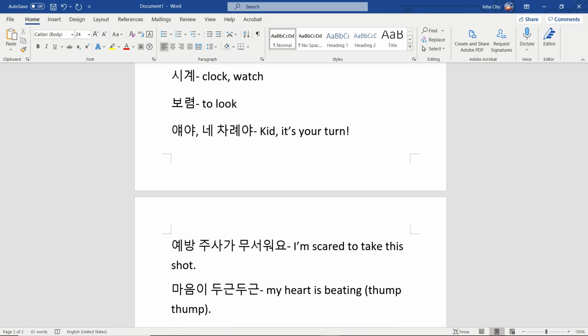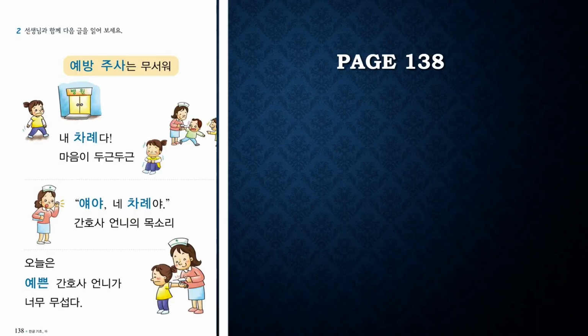If you guys know what onomatopoeia is, where a sound is shown in words, that's what 두근두근 is right here. It's making the thump thump sound. And we spell that as 두근두근 in Korean. So 마음이 두근두근. 마음 means heart. 내 차례다. It's my turn. 마음이 두근두근. My heart is thumping like crazy, like a lot.